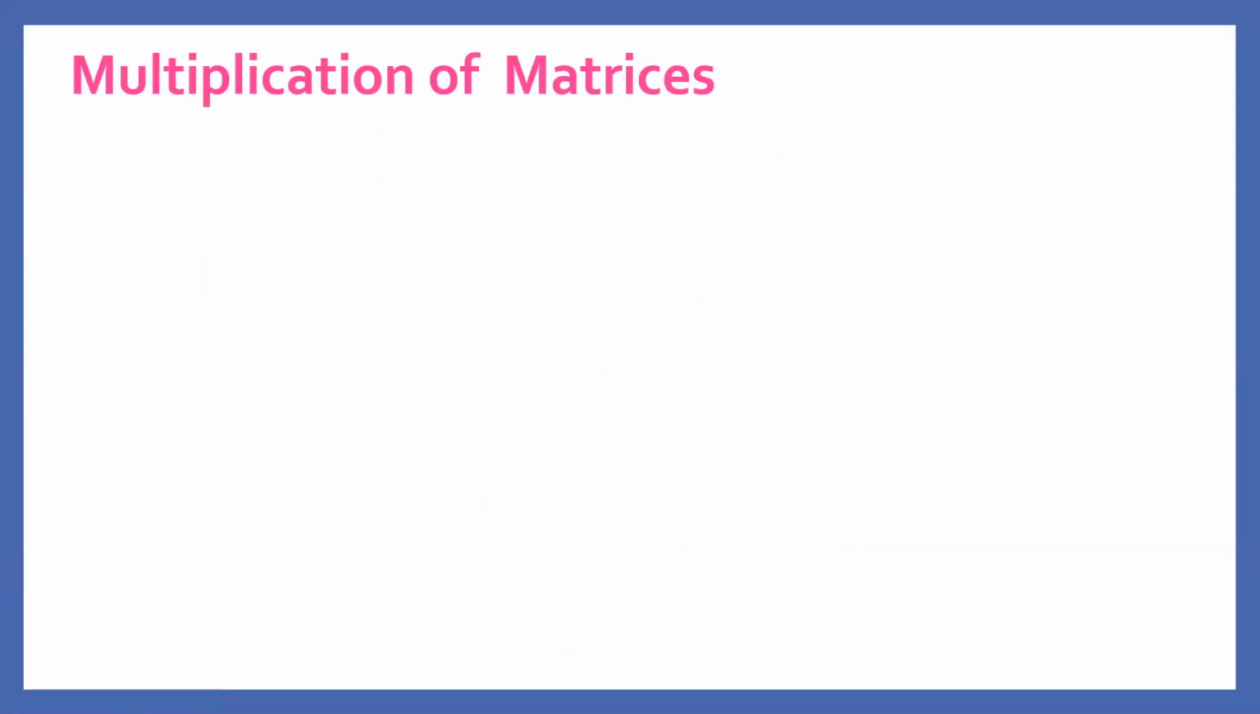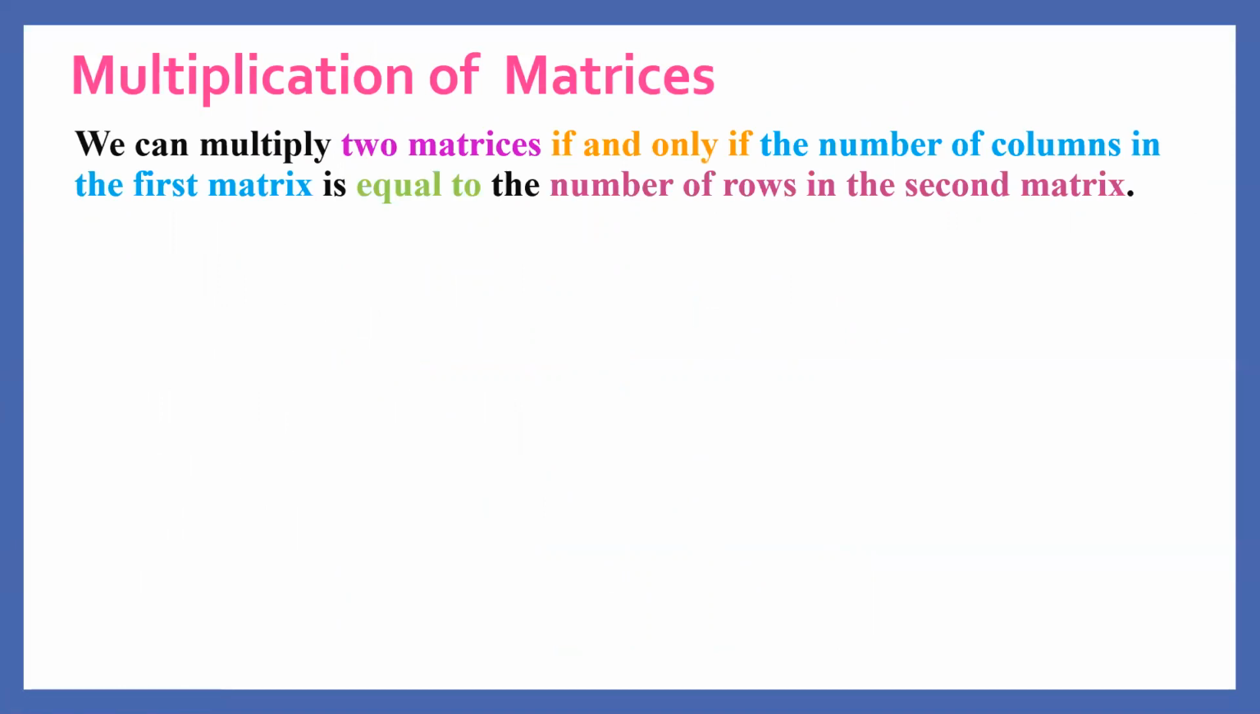We now move on to multiplication of matrices. We can multiply two matrices if and only if the number of columns in the first matrix is equal to the number of rows in the second matrix. I repeat, we can only multiply if the number of columns in the first matrix is equal to the number of rows in the second matrix. Let us consider some examples.